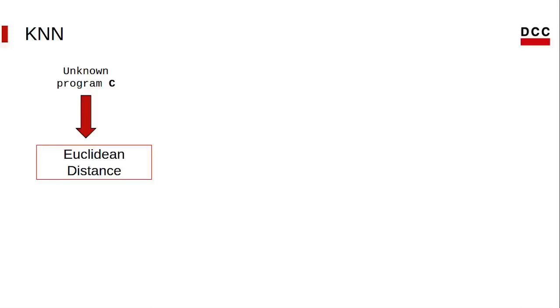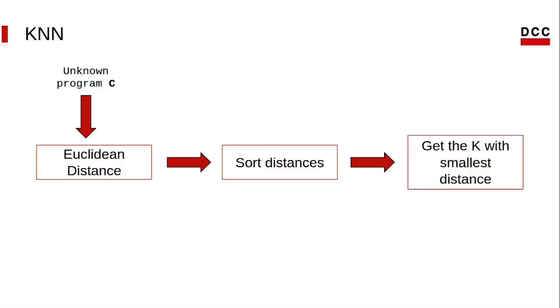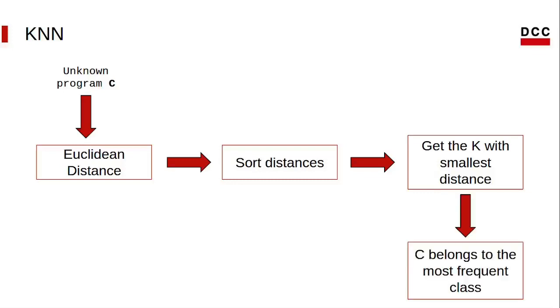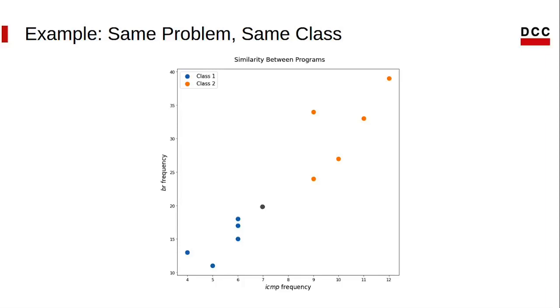We start by calculating the Euclidean distance between C and all the programs in our dataset. Next, we sort the distance in ascending order. The k nearest neighbors are the k first programs in our sorted distance list. The class of C will be the class with the highest frequency among the k neighbors. Now, let's go back to our initial example. In this case, suppose that C is represented by this point.